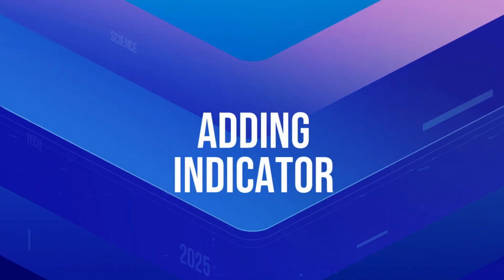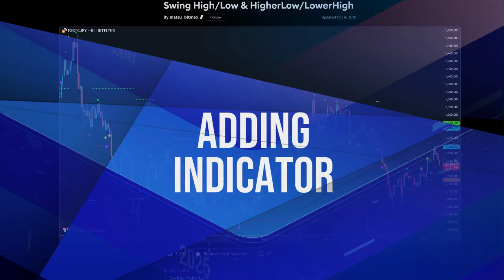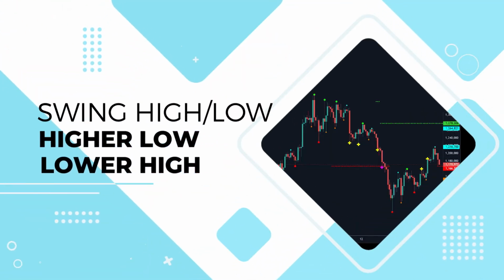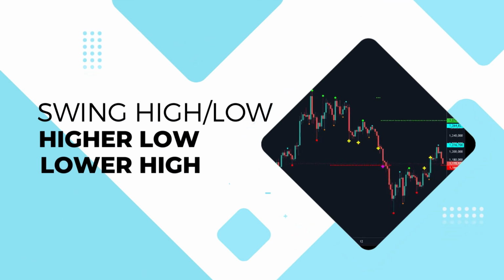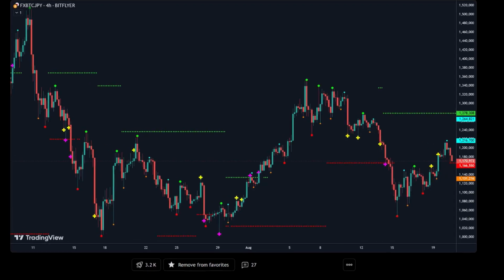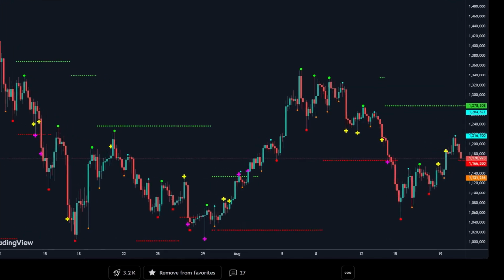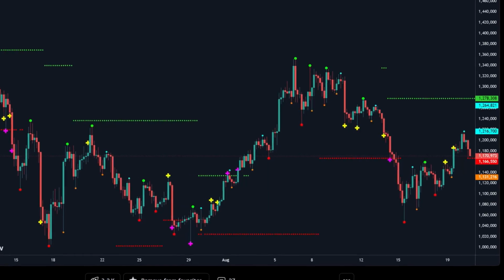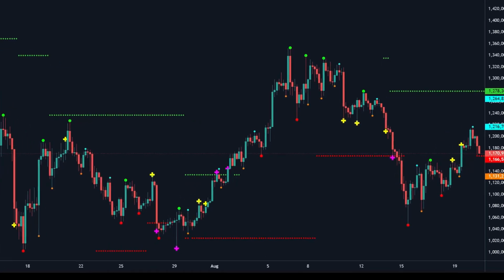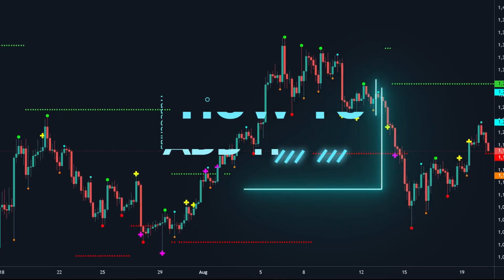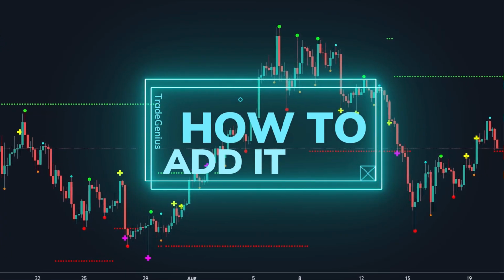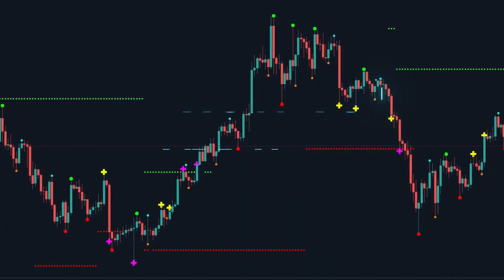We're going to be using an indicator called swing high-low and higher low, lower high indicator. This helpful tool will show us the pivot highs and lows in the chart, which will ultimately guide us to make more informed trading decisions. But before we dive into how to use it, we need to add the indicator to the chart. And here's how we do that.